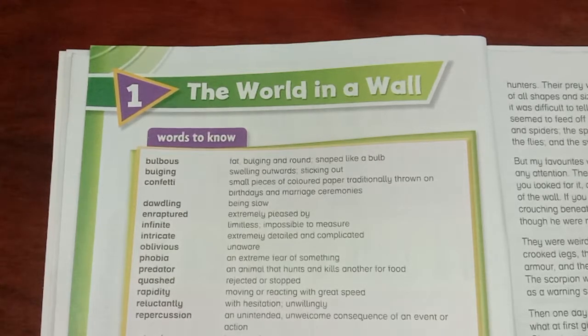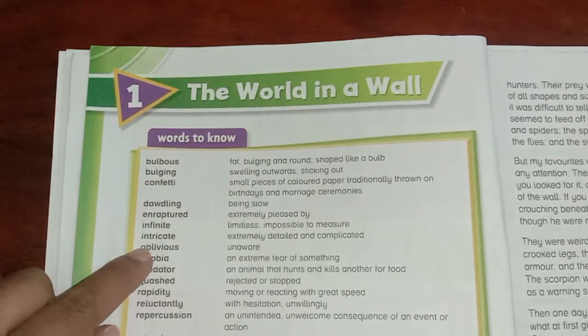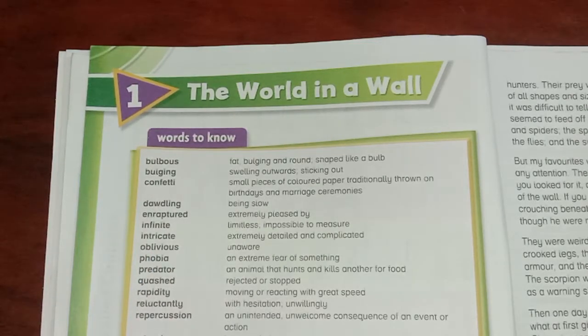Okay, the next word is oblivious. Oblivious means that you are unaware. It's an adjective. For example, there might be a test in school today and you might be unaware of it. If you don't know, you might be unaware that you even have a test in school. So you can say, I was oblivious of today's test, that you did not know about that test that was happening today. Okay, now coming to the next one is phobia.